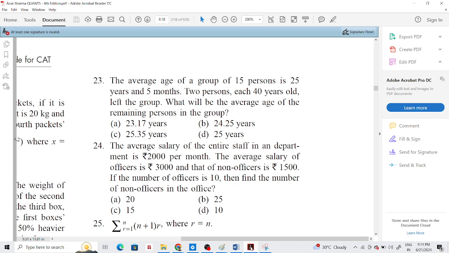So 15 persons are there, and what is the average age? 25 years 5 months. So convert this whole thing into years first. How will you convert 5 months into years? 12 months equals 1 year. So 5 by 12. So 25 plus 5 by 12, just calculate how much. It is coming 25.41 years. So you can take 25.4 years.